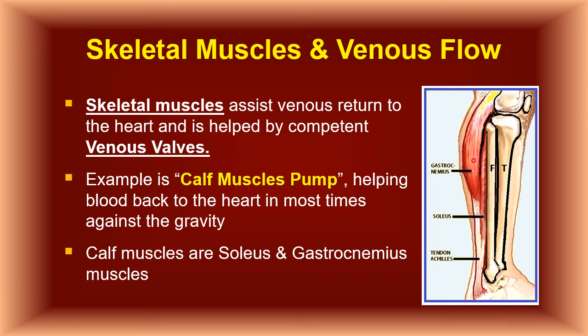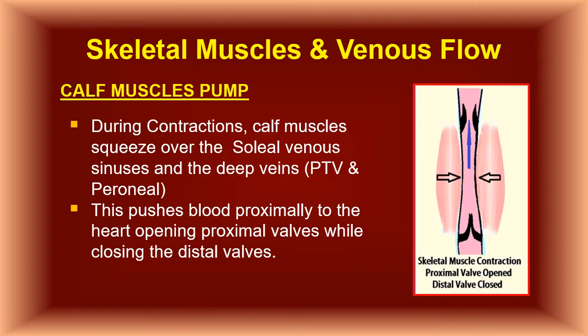In the presence of competent valves, this will keep the blood flow in one direction from distal to proximal. So this is the calf muscle pump, and it works in association with the venous valves. This will end up with continuous flow, helping the blood flow back to the heart. This is an illustration to show us what happens in the calf muscle pump.